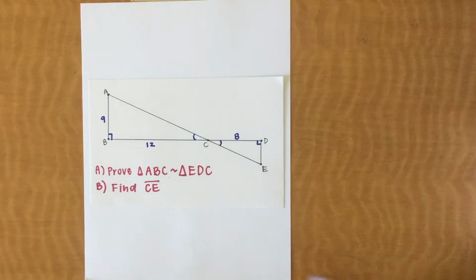Number 2, we know that these angles are vertical angles, so that means they're going to be congruent. So angle ACB is congruent to angle ECD. This is by vertical angles.